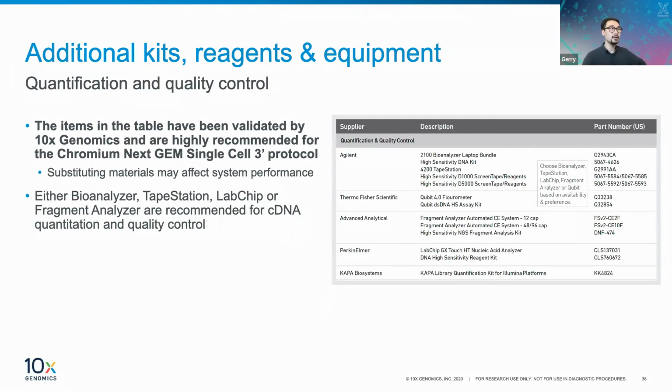Additional things you need. For quantification and quality control of your cDNA and the library that you eventually generate, you will require either a Bioanalyzer, a TapeStation, or a LabChip to quantitate your cDNA and assess its quality, and also look at the quality of your final library. Here's a list of the things that we recommend for doing that. I will send these slides to you afterwards, so no need to jot any of this down. You will get copies of these slides.